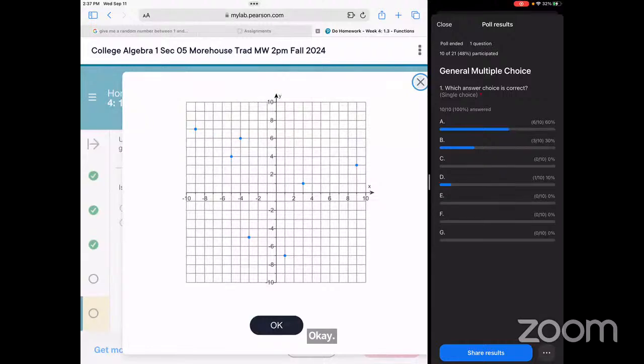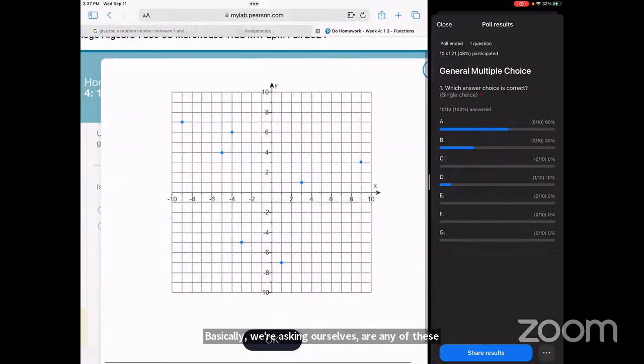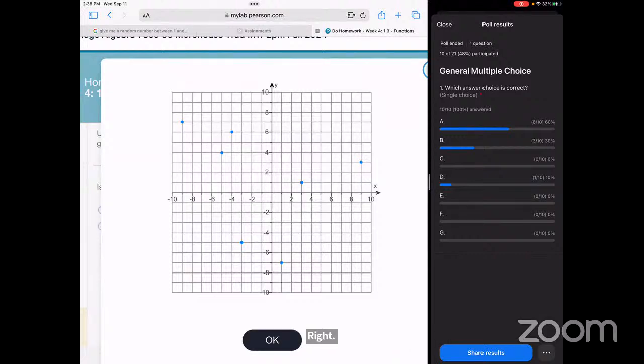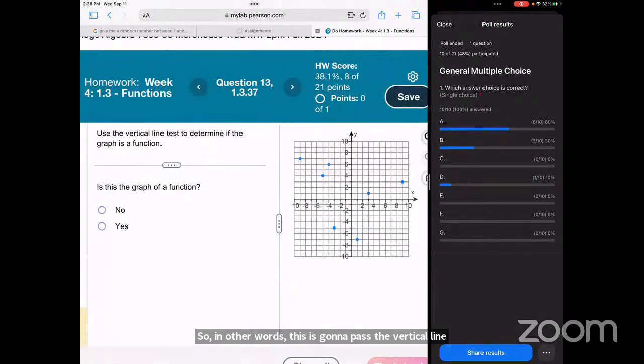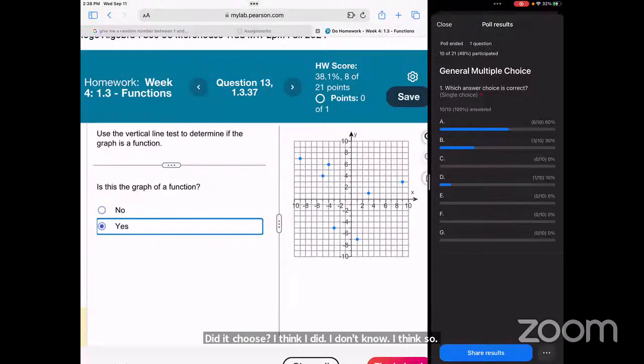All right. So basically, we're asking ourselves, are any of these points stacked on top of each other? Right? Are any of them stacked on top of each other? No. So in other words, this is going to pass the vertical line test. Oh, shoot. Did I choose everything? I think so, yeah. So it passes the vertical line test. So is it a function? We would say yes.